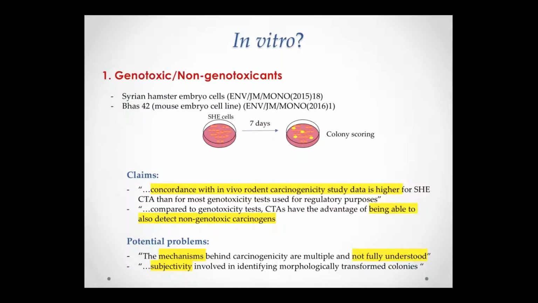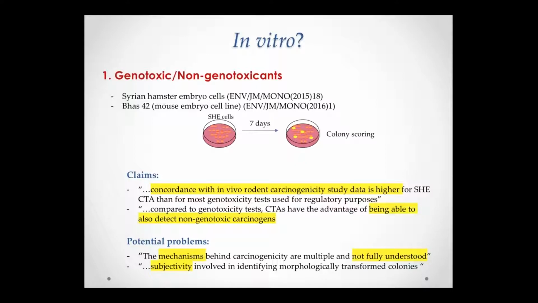In vitro, what's available nowadays is that you have some assays under development. These are two cell transformation assays, and they claim that they have quite good concordance with the in vivo rodent carcinogenicity assay. And they are able to detect not only genotoxic but also non-genotoxic carcinogens. The problem with this assay, however, is that the mechanisms are not fully understood, so we are kind of dealing with a black box, which is not really liked by scientists, and also there is the subjectivity of scoring.